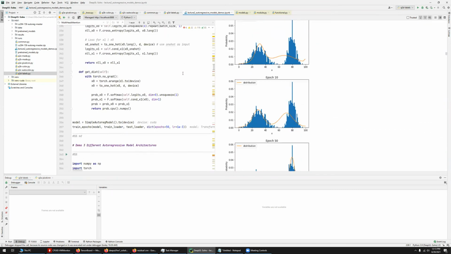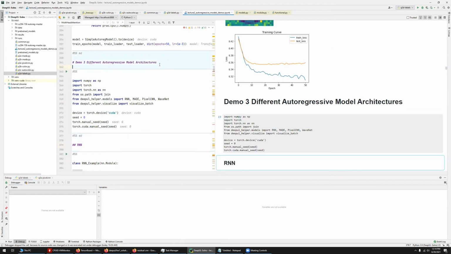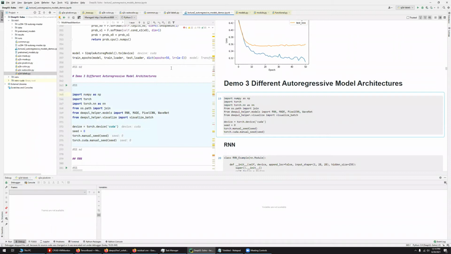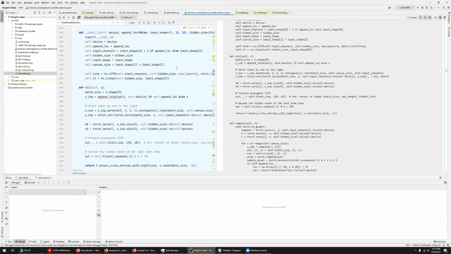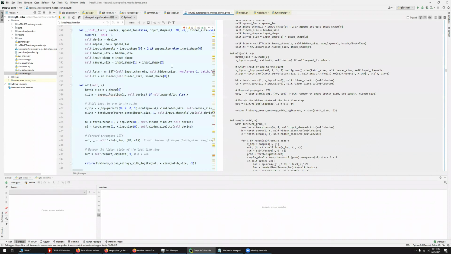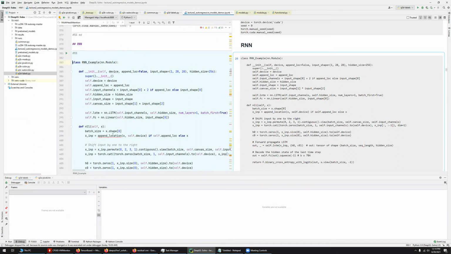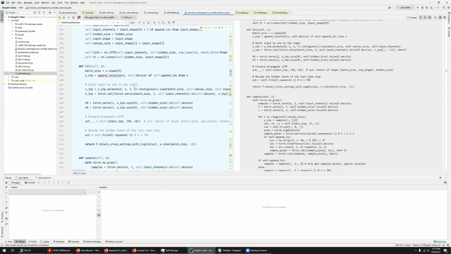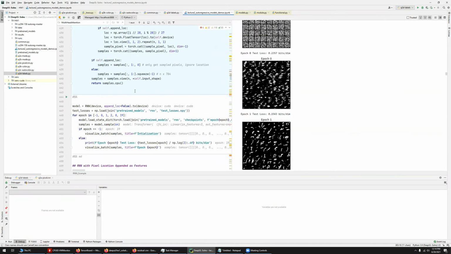So let's skip over this. Okay, different autoregressive model architectures. So this is the RNN one. One of the problems I noticed with the Colab notebook is that this right here is underlined. So this is dead code. This actually is never used anywhere, the RNN. So all of this actually is not used.